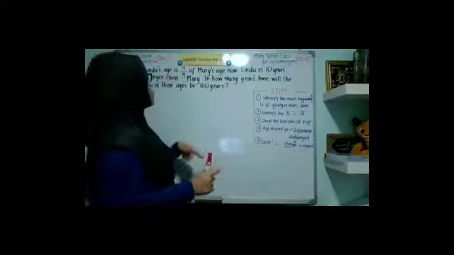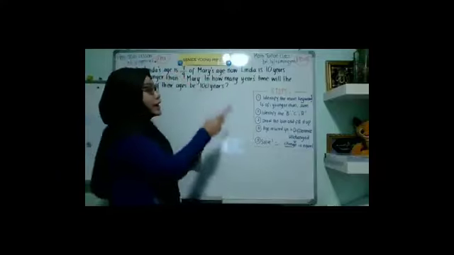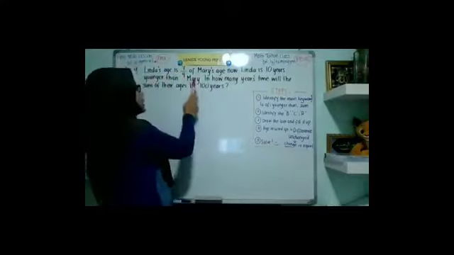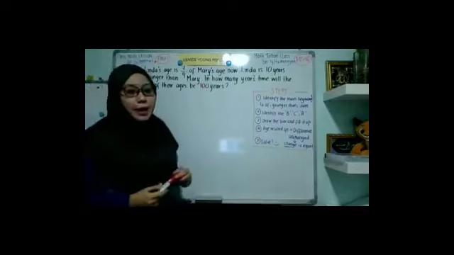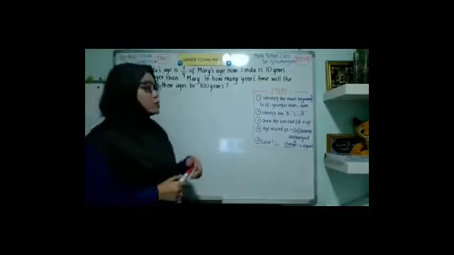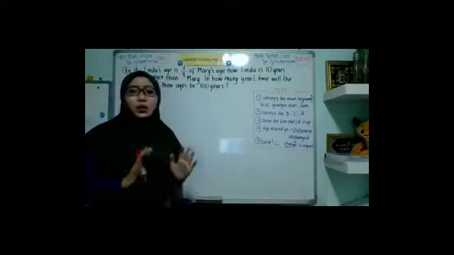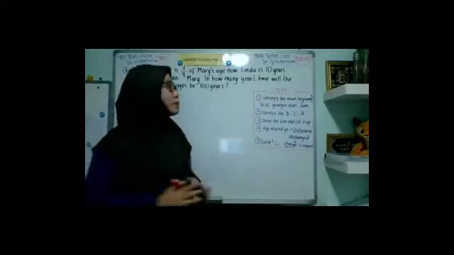Linda's age is 7/9 of Mary's age now. Linda is 10 years younger than Mary. In how many years' time will the sum of their ages be 100 years? Looks very simple, seems very simple.